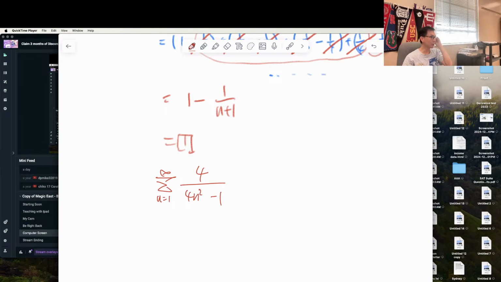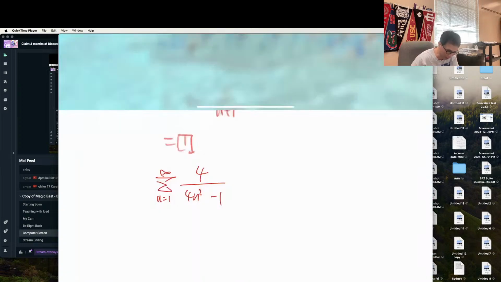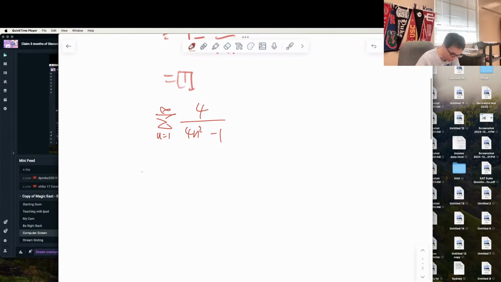So decompose a fraction, also known as a partial fraction. What do you decompose this as? You get, not 4 over 2n plus 1, no. 2 over 2n minus 1 minus 2 over 2n plus 1.